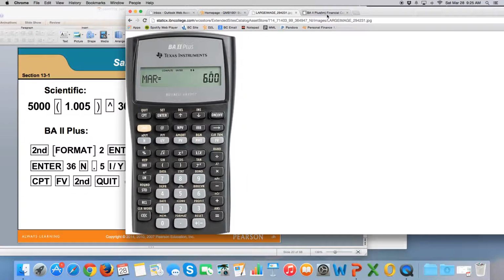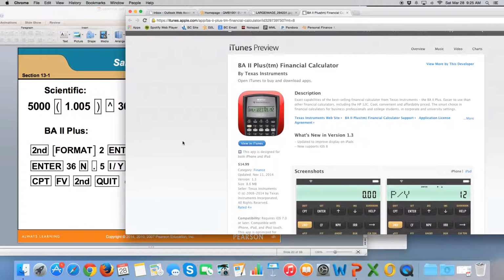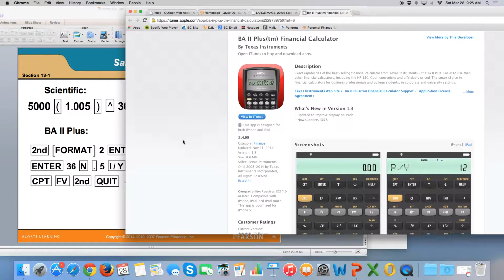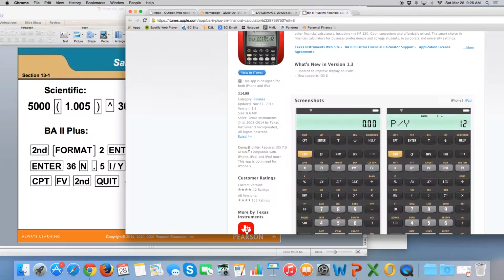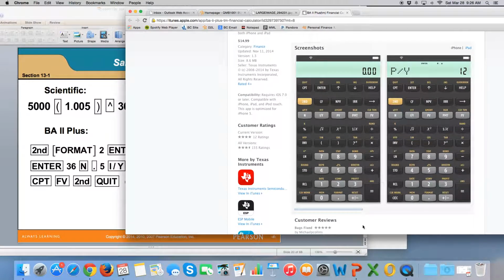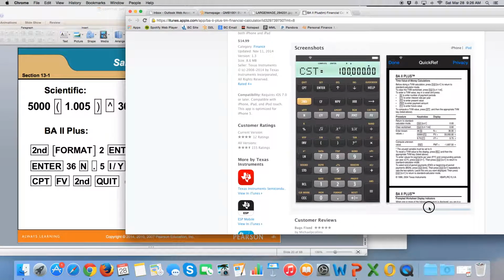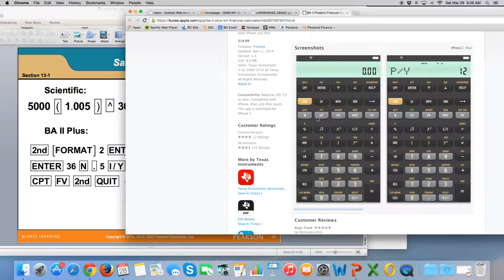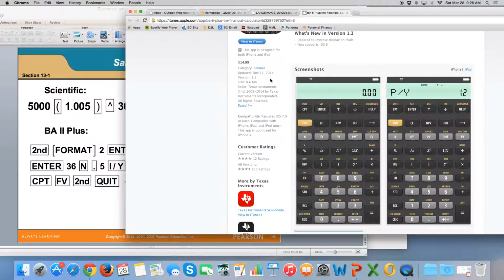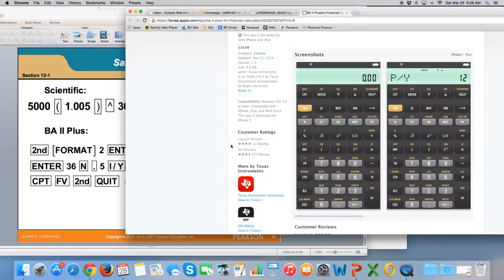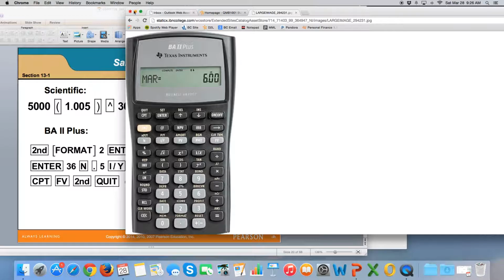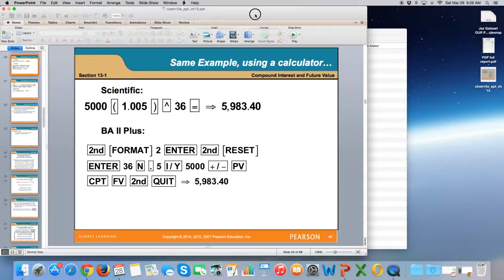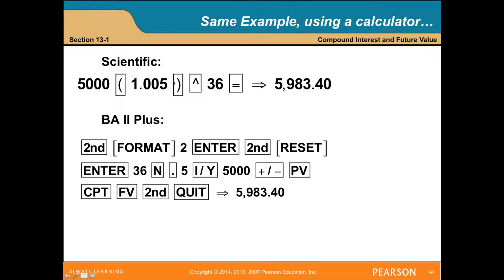I think this calculator runs for around 50 bucks or so, but as always, if you have an Apple device, there's an app for that. This is an emulator that Texas Instruments sells, where you can download an emulator of the calculator, which is exactly the same thing. The only downfall is that if you're taking a standardized test or a test for a license, they won't allow you to use that in the test. Okay, so now back to the presentation.